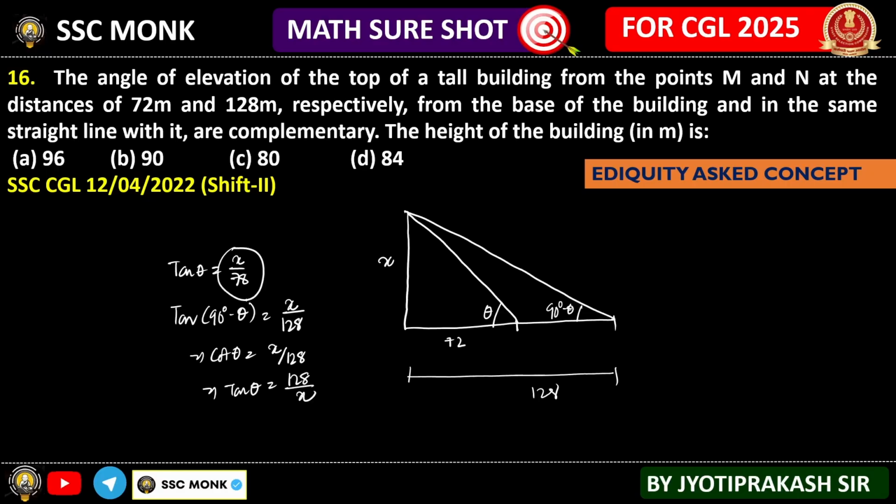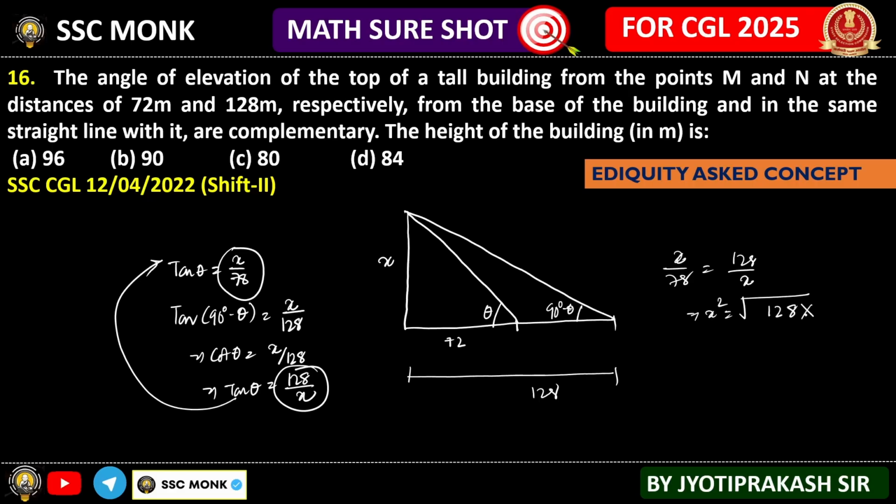Now see, x by 72 and 128 by x, they are denoting the same thing, tan theta. So I can write x by 72 is equal to 128 by x, or I can write x square is equal to 128 into 72, so x is the square root of that. Now I just have to solve it and I will get my answer. Now see, this can be divided, 64 into 2 is equal to 128, multiplied by, sorry, this is 72. Why am I taking it 78? This is 72. Okay, my bad.